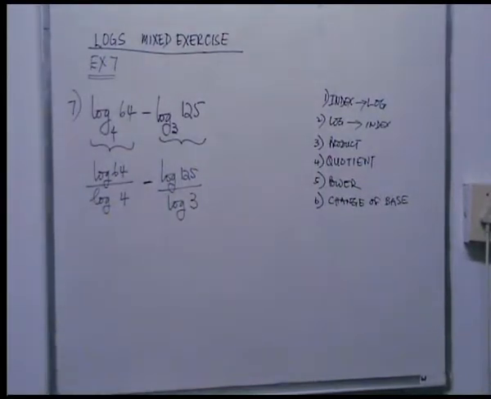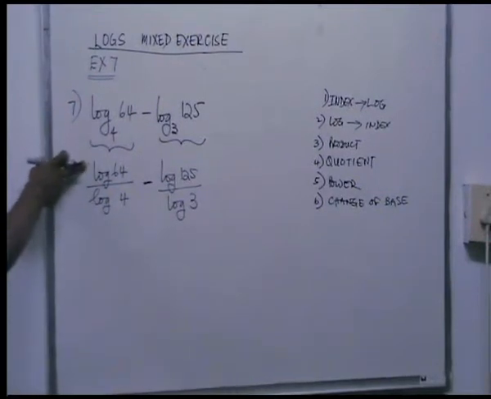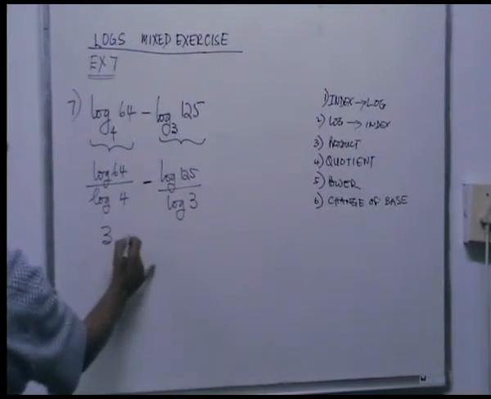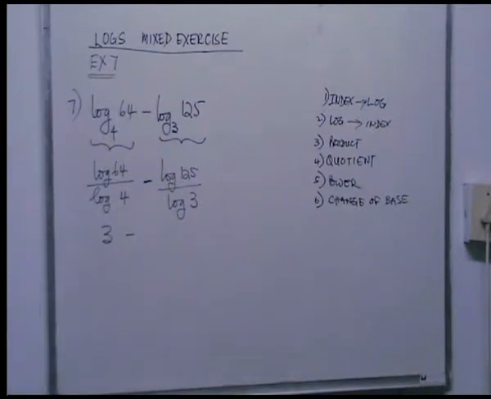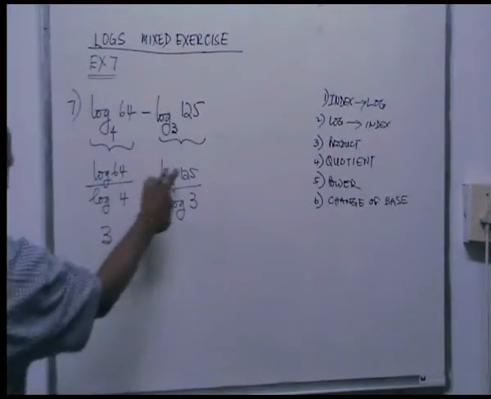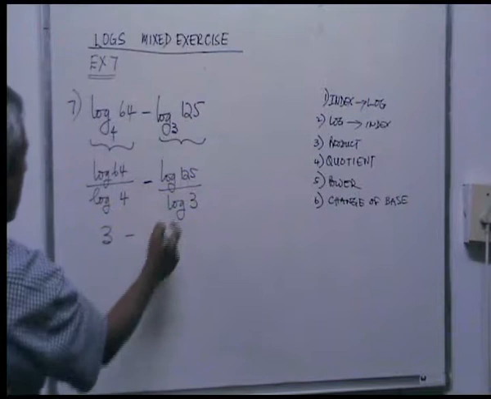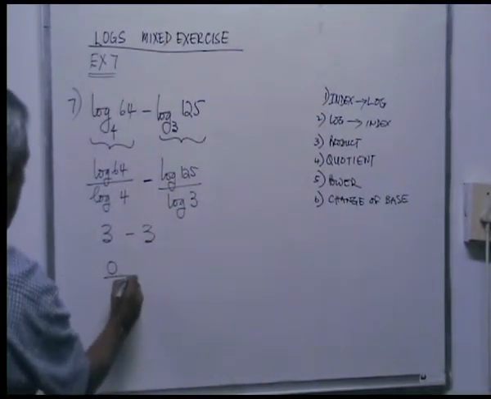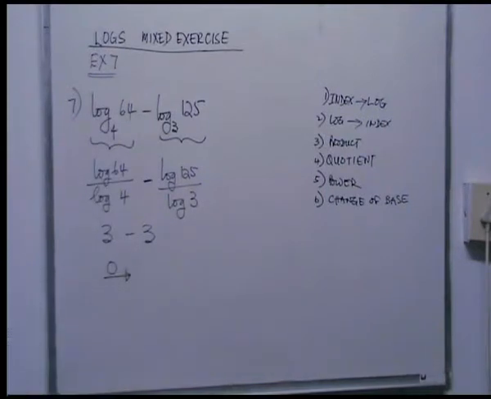Right, and once you've got that, the calculator can help you here. For this part, log 64 divided by log 4, and you get the answer 3. For that part, log 125 divided by log 3, you put that in the calculator, you also get 3, and the answer 3 minus 3 is 0. So the final answer for number 7 is 0.